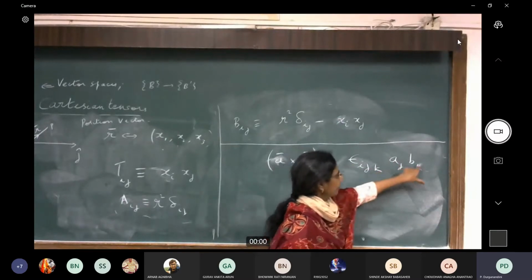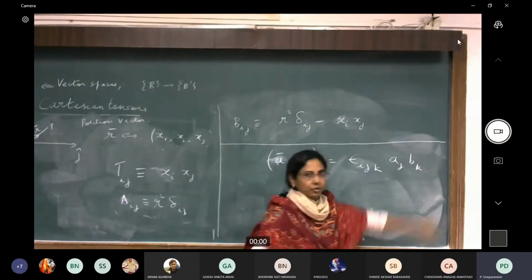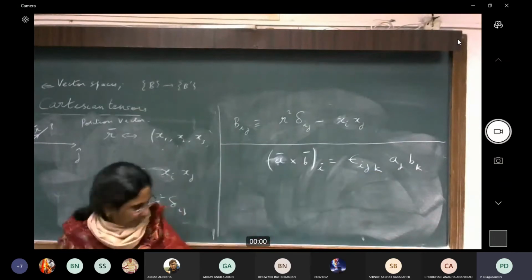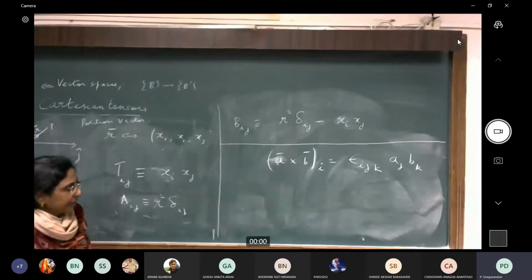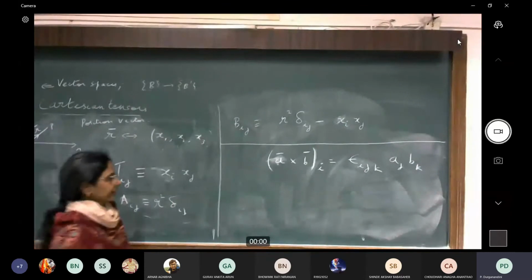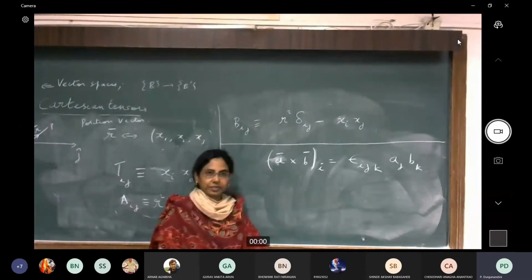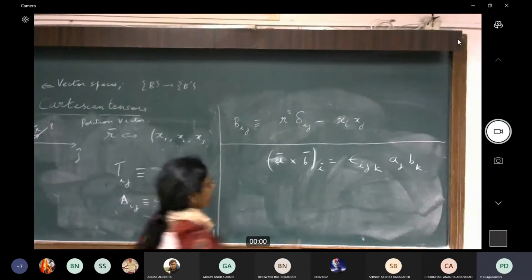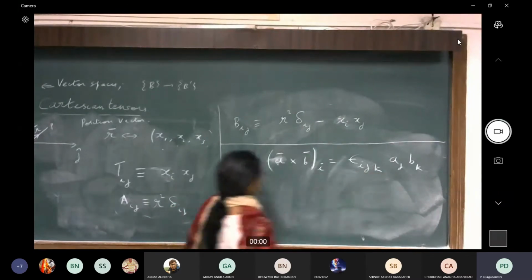So I'll get A2, B3 minus A3, B2, or that's like Ay Bz minus Az By. And that is nothing but the x component of the cross product of two vectors. Okay, so this gives you a very neat and nice way of writing this.